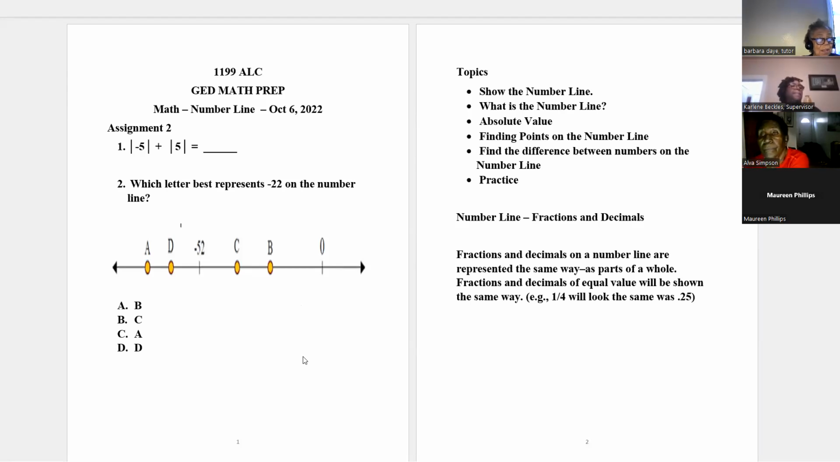Yeah. Okay, so the first thing we want to do is our assignment. Now, did everybody do their assignment, the 2 problems? No. Alva, you did yours? Yes, Miss Barbara, I tried. Alva, what did you get for number 1? Absolute value of minus 5 plus absolute value of 5. What was your answer?